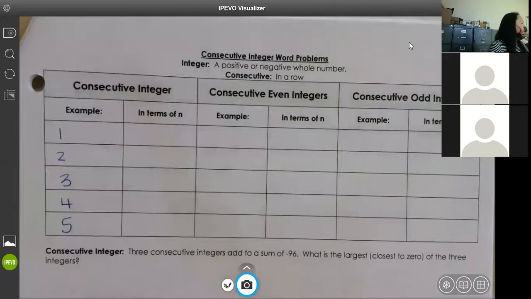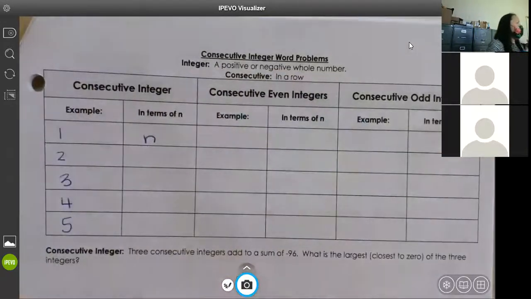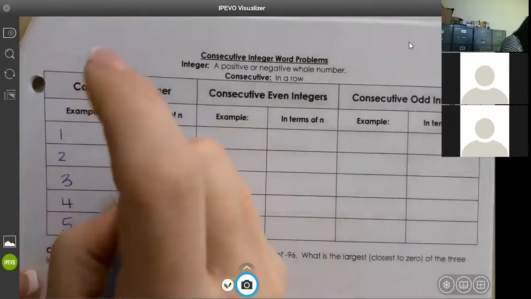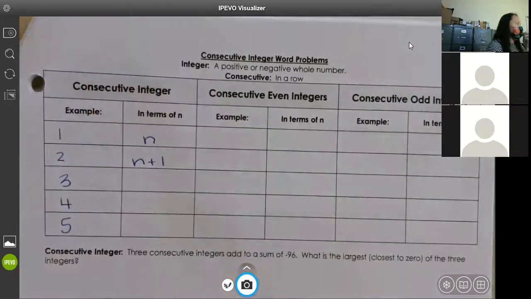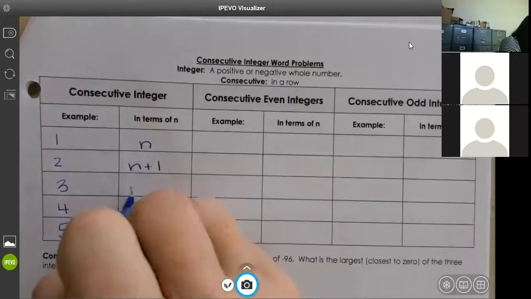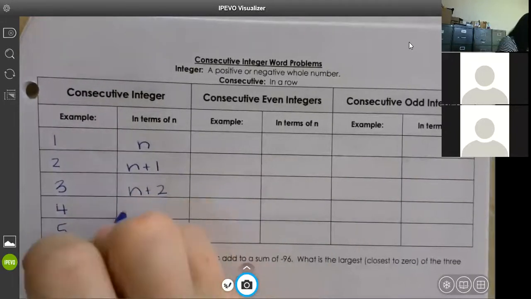So it says in terms of n, that means if we write it, you can do x as well. You don't have to do n. Your first one is always going to be n. Mathematically, how do I get from 1 to 2? Add 1, right? So the next one would be n plus 1. Mathematically, how do I get from 1 to 3? Add 2. How do I get from 1 to 4?